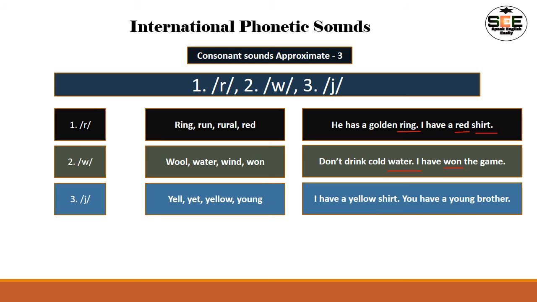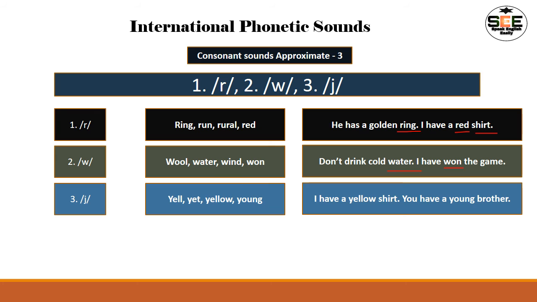So last one, it is the ya sound. So ya is a very important sound for us, though it is symbolized with j, but it produces the ya sound. For example, W E double L, yell, Y E T, yet, yellow, and young. Okay. So here every word is containing the ya sound.